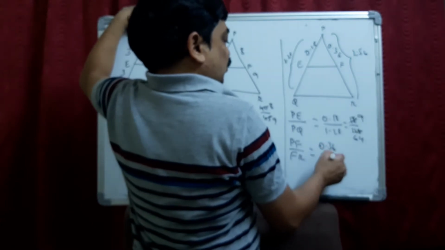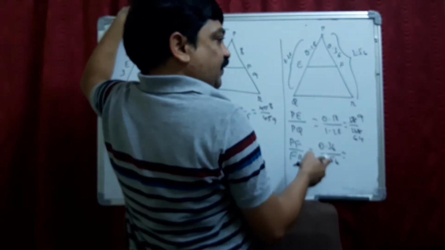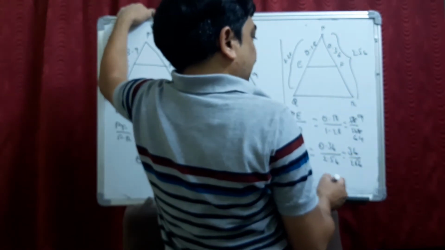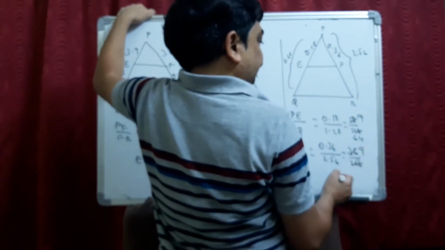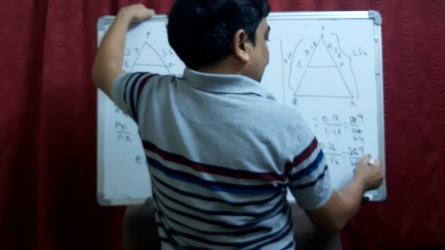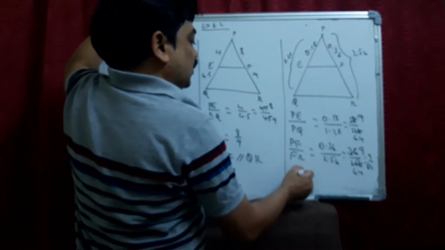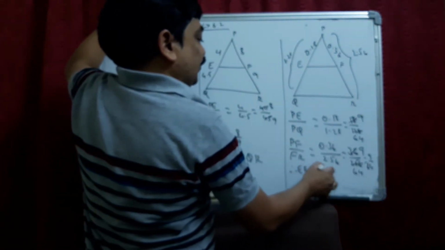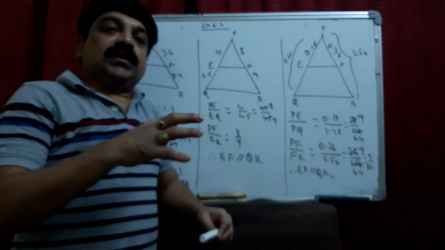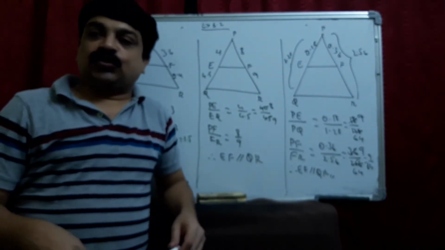0.36 by 2.56. To avoid the decimal, multiply and divide with 100. It becomes 36 by 256. I take 4 table, 4 9s, 4 6s are 24. Yes, 9 by both are same. Both are same, you got. Therefore, here also EF is parallel to QR. Like that, the BPT and the corners of BPT are applied in the problems. Let us do the next problem.